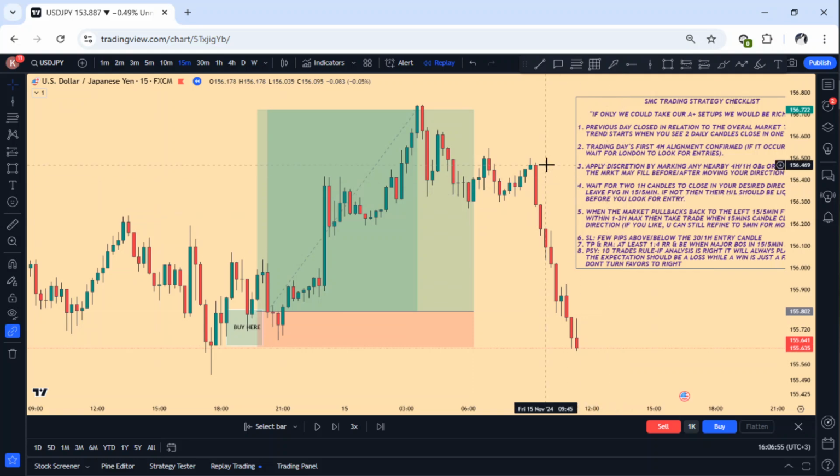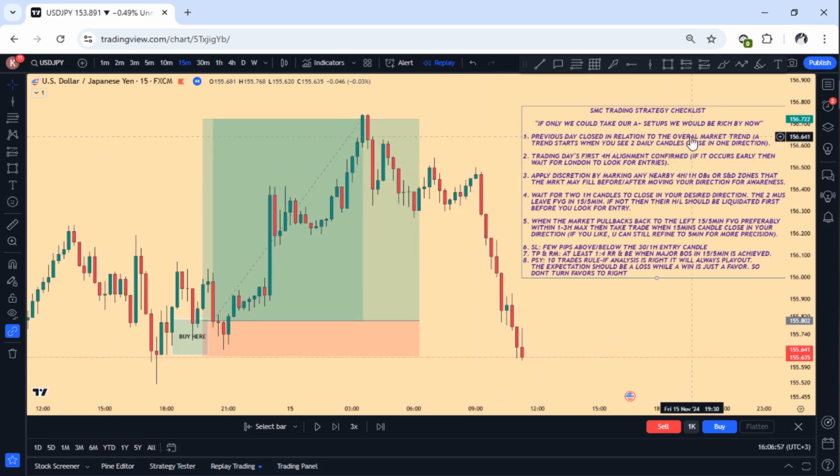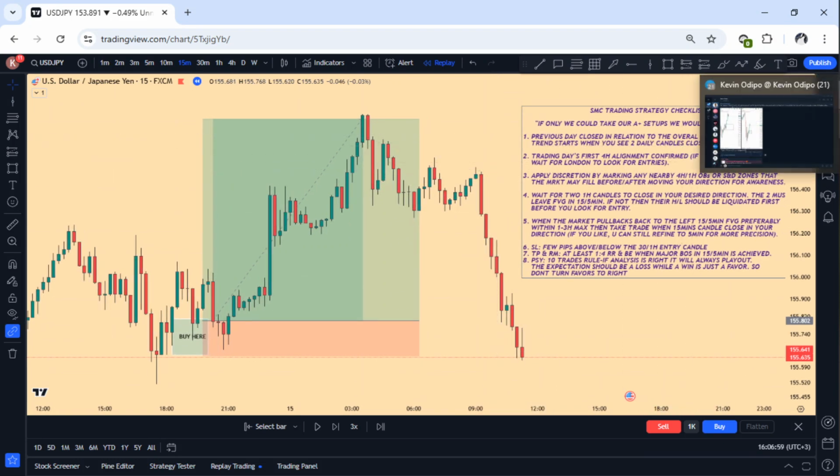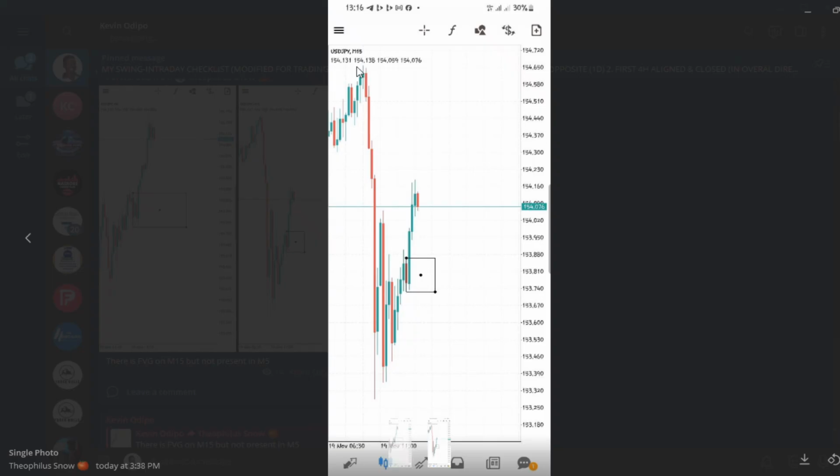This is the checklist we use, a very simple checklist. And the trade I'm talking about is this USD JPY. We are still waiting for it to tap on this zone, and then we shift to 5 minutes, and after 5 minutes we wait for it to close twice in our direction to show that the momentum is already kicking in, and then we buy.